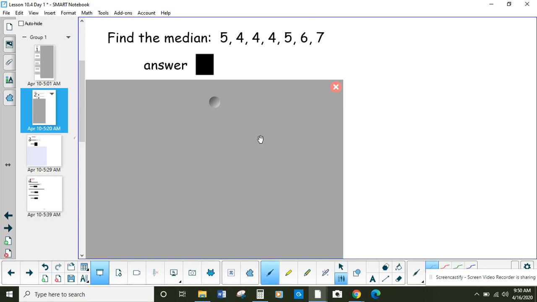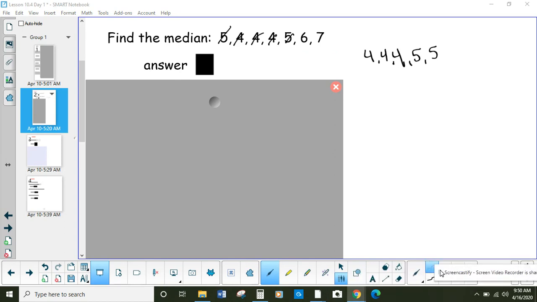So for the median, we have to put the numbers in order from least to greatest. So I scan through and I see the smallest number is a 4, so I'll write the 4 first. But there's 1, 2, 3, 4. So notice I cross it off as I go, right? Next biggest number is a 5. So I go 1, 2, 5s, just like that. Then the next biggest number is a 6. So I'll go ahead and cross off the 6 now. And the next number is a 7.